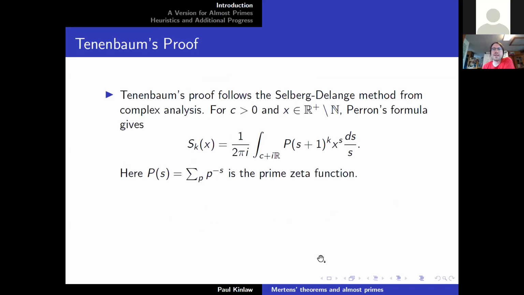Tenenbaum's proof follows the Selberg-Delange method from complex analysis. He starts by using Perron's formula to represent S_k of x as an integral over the vertical line with real part c in the complex plane, where c is some positive constant. The integral is of the kth power of the prime zeta function of s plus 1. This again comes from Perron's formula. The prime zeta function is like the zeta function, but the sum is restricted to reciprocal s-th powers of prime numbers.